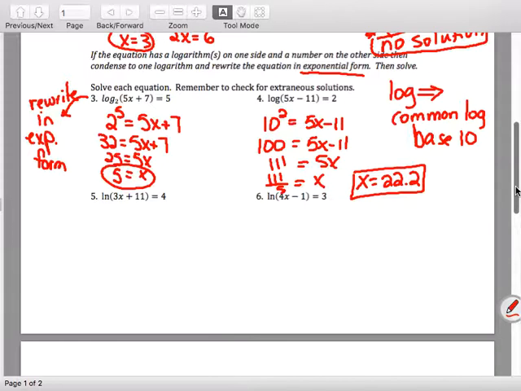Number 5, when you have an ln, what's the base? Log e. This is log e. Sounds like I'm saying something silly. So this is e to the 4th equals 3x plus 11.